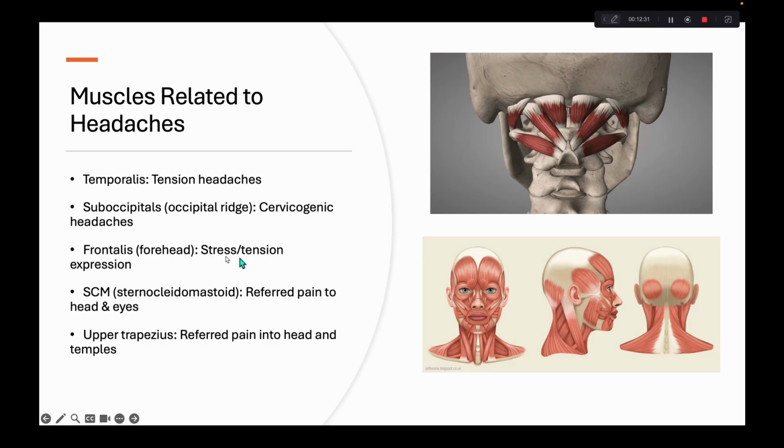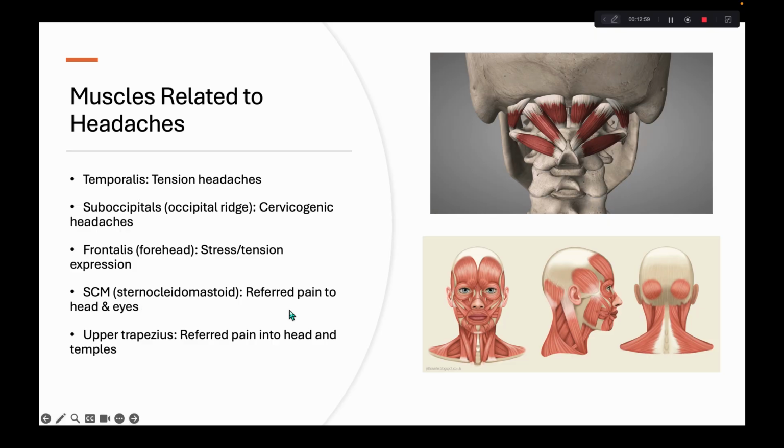Then we have your frontalis muscle. So your frontalis muscle are these muscles in the front right above your eyebrow in your forehead. A lot of your facial muscles are actually used for expression, except for your mastication muscles, which could be used for expression as well as eating and chewing.